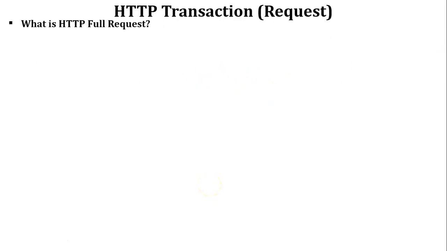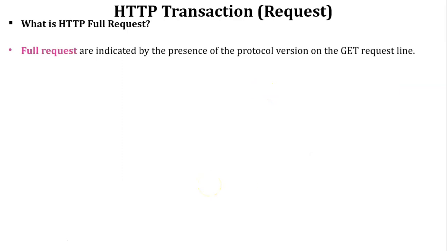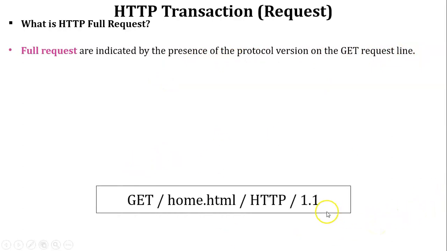Next, what is an HTTP full request? HTTP full requests are indicated by the presence of the protocol version on the GET request line. Now see the example of an HTTP full request. Based on the definition of an HTTP full request, the protocol version is included inside the GET request line. Here the protocol version is 1.1.